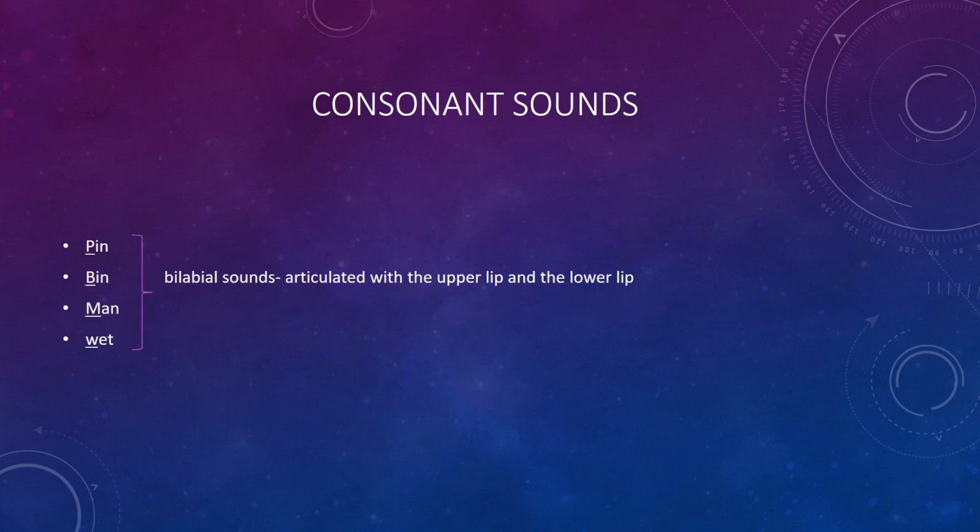Here we are going to take a look at a set of consonant sounds which are produced alike. Pa, ba, ma, wa, as in pin, bin, man, vet. All these consonant sounds are known as bilabial sounds because they are articulated with the help of both our lips, with the help of the upper lip and the lower lip.